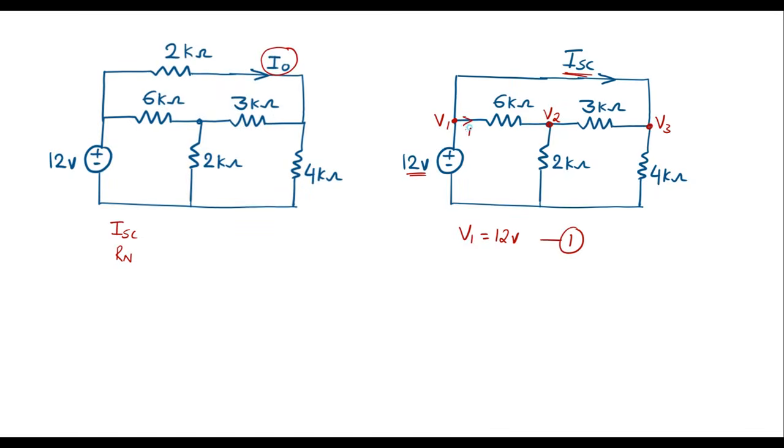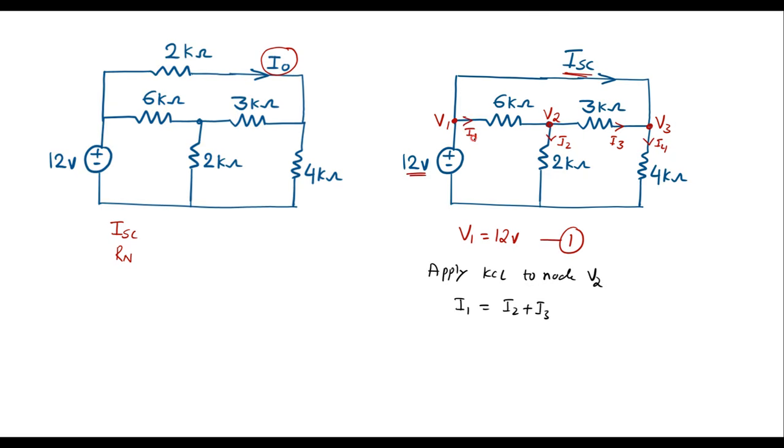Let me assume current through this branch is I1, current through this branch is I2, current here is I3, and current here is I4. Now to calculate V2 and V3, we need to apply KCL. Let me apply KCL to node V2. We know that incoming current is equal to outgoing current. So I1 is equal to I2 plus I3.